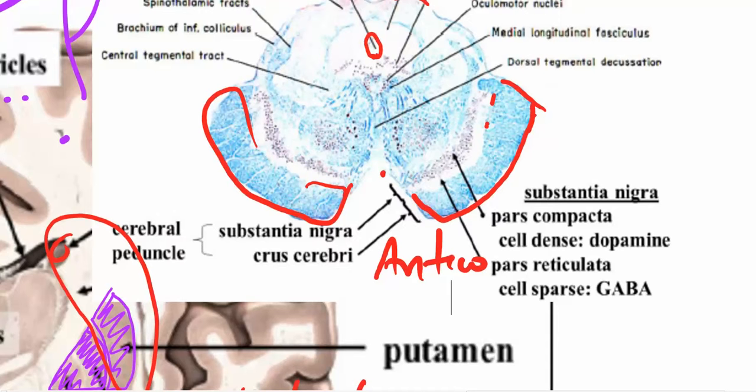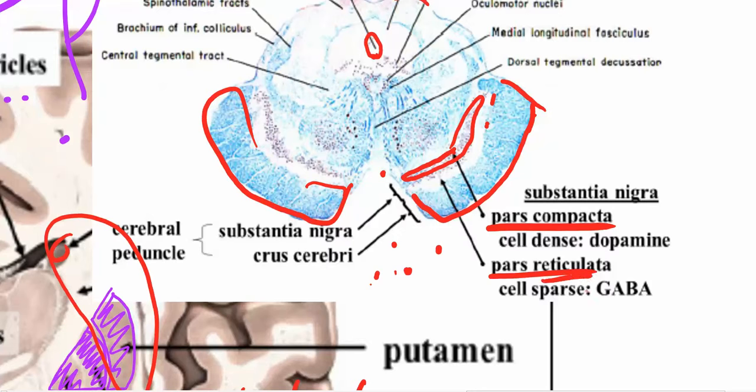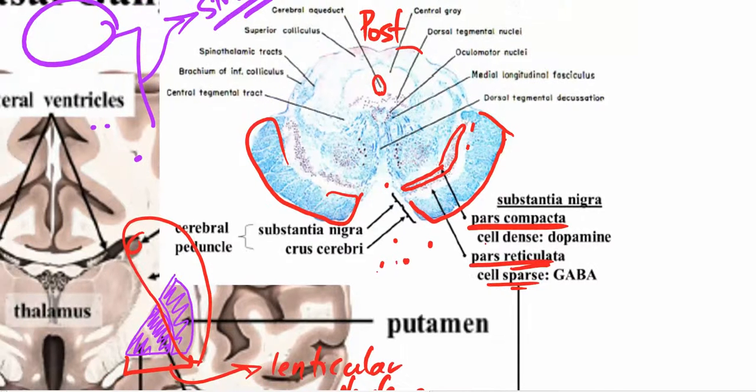So the substantia nigra has two parts. You have the pars compacta, which is right here. And then you have your pars reticulata, which is more sparse. Compacta because their cells are more compacted. Reticulata because the cells are more sparse. Reticular, they're more like a net, you know, more like spread out.